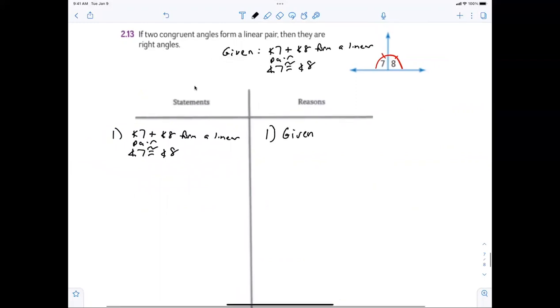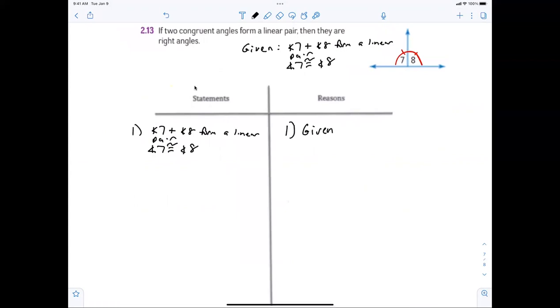All right, somebody help me out. Step number 2. Walt, go. Yep, easy as that. Angle 7 plus angle 8 equals 180. What are you saying? Yeah, supplement theorem is good with me.